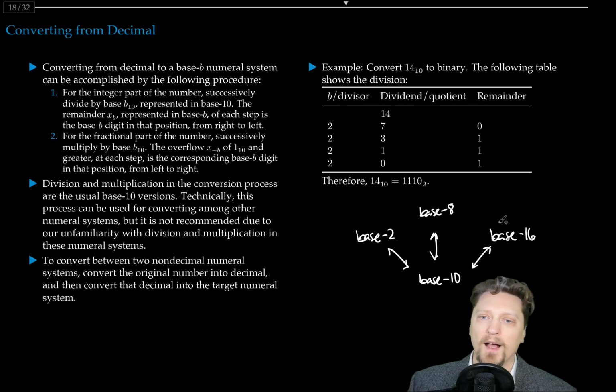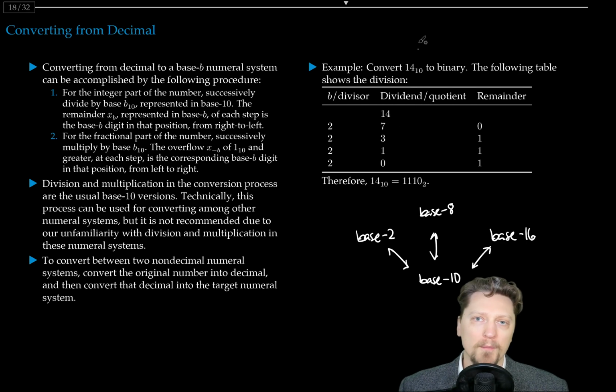So let's look at a quick example here. Let's convert 14 in base 10, our usual 14, to binary. The following table shows the division. So we start off with 14, and we're going to be dividing by our base, which is 2, repeatedly. So we divide 14 by 2, we get 7 with no remainder, so there's our 0.